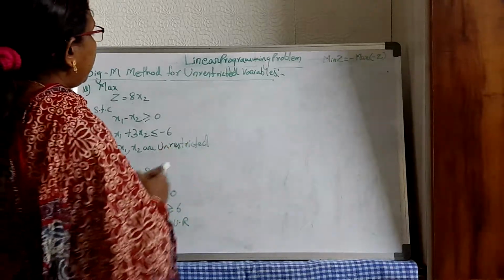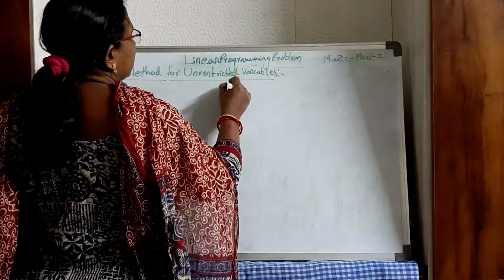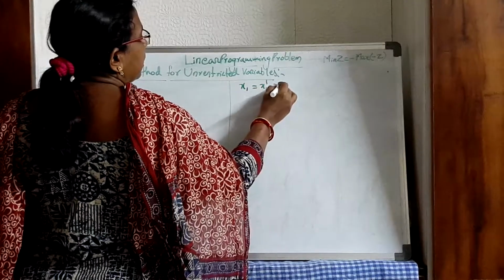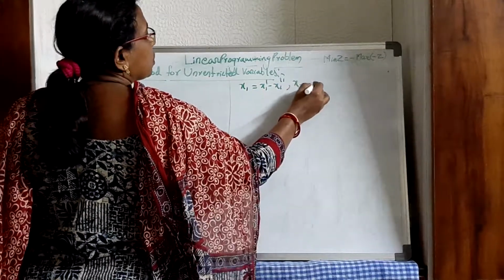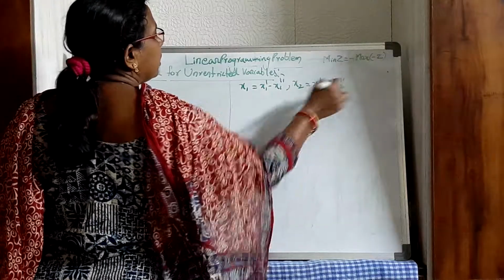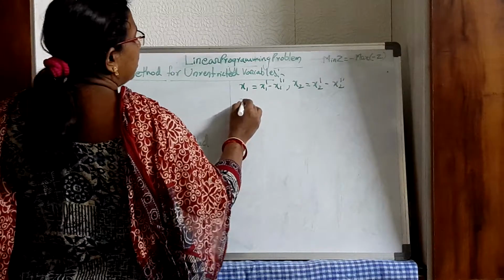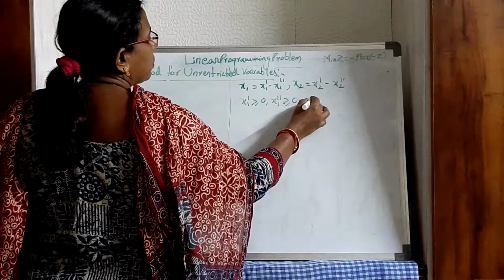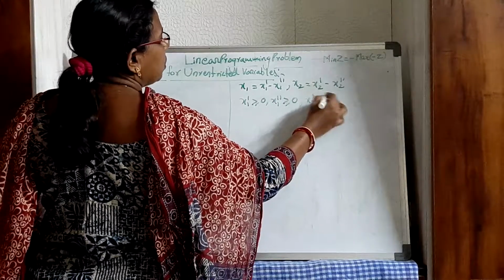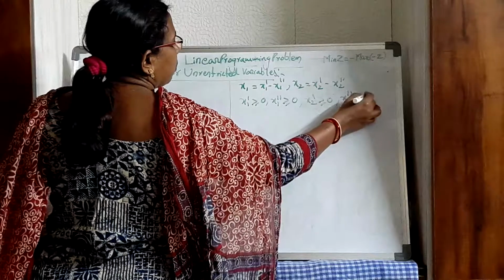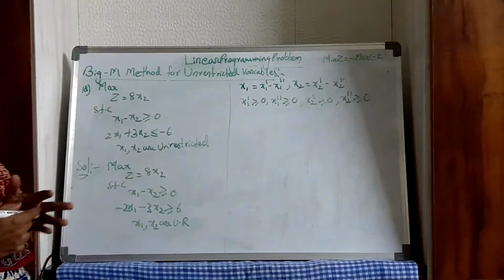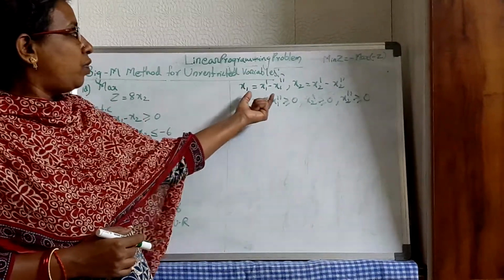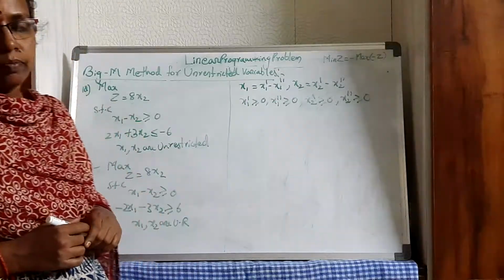That means I'll take x1 as x1 dash minus x1 double dash, x2 is equals to x2 dash minus x2 double dash, where x1 dash is greater than or equal to 0, x1 double dash is greater than or equal to 0, x2 dash greater than or equal to 0, x2 double dash greater than or equal to 0. That means all these variables are non-negative. So I will express these unrestricted variables as the difference of two non-negative variables. So substitute this here.